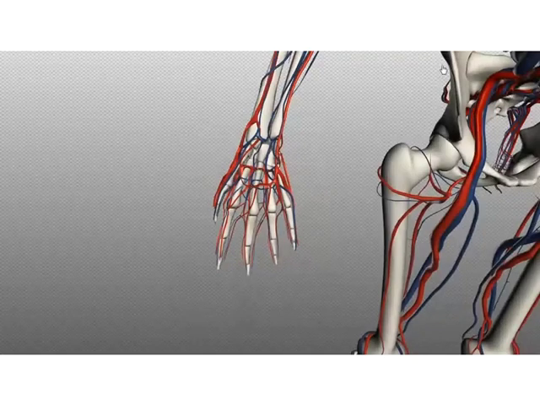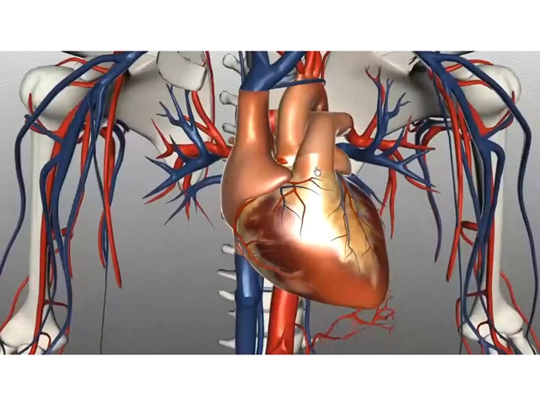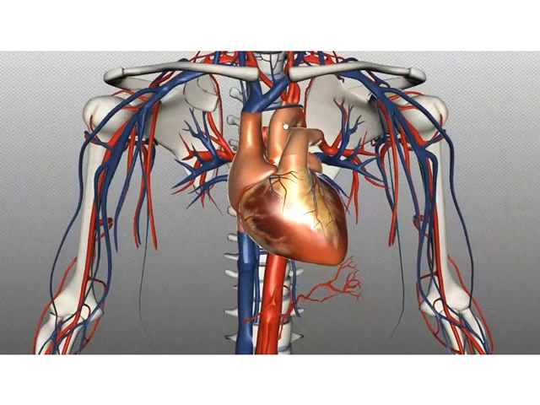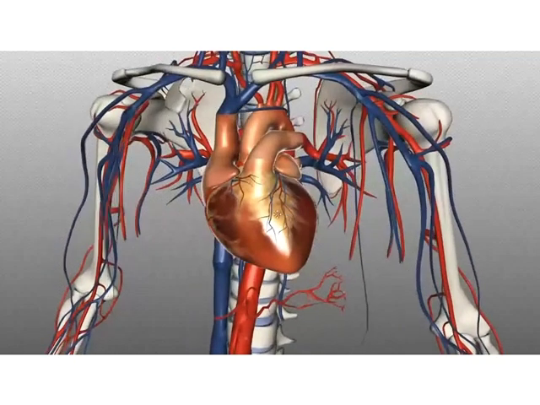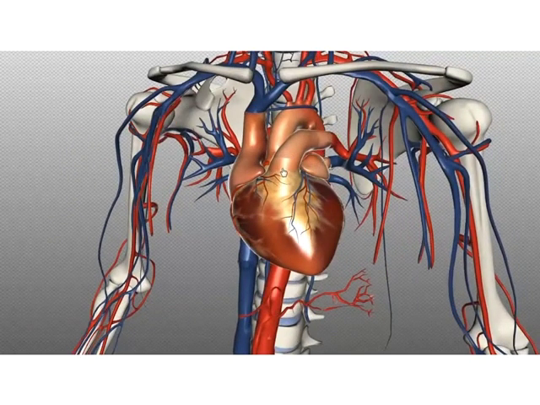So I'm just going to return back to the centre of the body, back to the aorta, and we're going to follow it now down towards the abdomen and lower limbs. So the aorta can be divided into 5 sections. So the bit between the heart and this arch is called the ascending aorta.